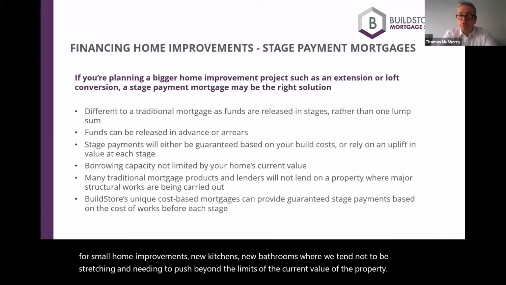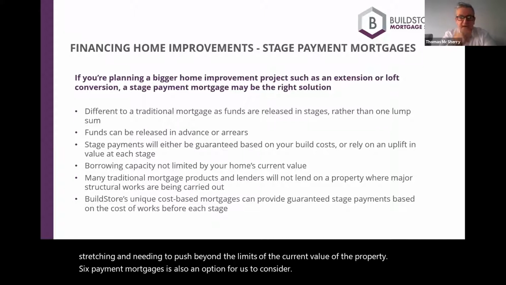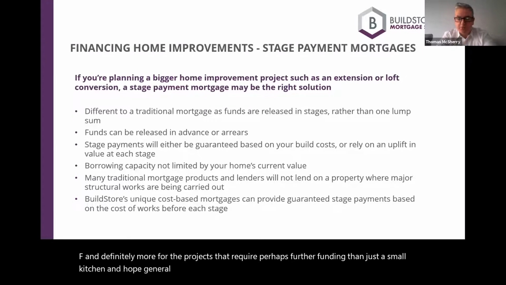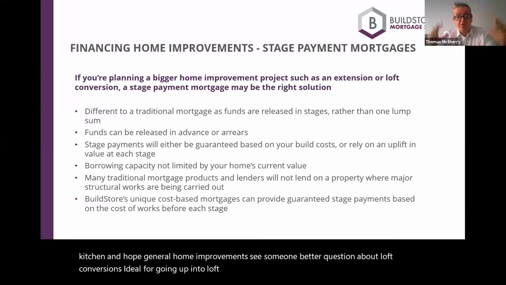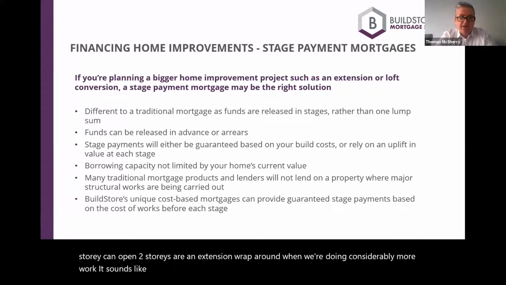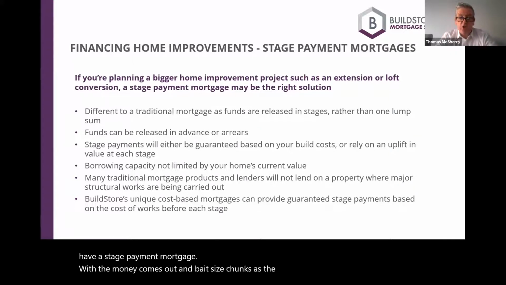Stage payment mortgages is also an option for us to consider. And definitely more for the projects that require perhaps further funding than just a small kitchen and general home improvements. I see someone putting a question in about loft conversions. Ideal for going up into a loft space, actually removing the roof and taking a single storey going up into two storeys, or an extension wraparound. When we're doing considerably more work, it sounds like something Dave had done, then ideally what we're looking at is a stage payment mortgage where the money comes out in bite-sized chunks as the project goes along, either in advance or arrears, and we'll speak about that shortly.